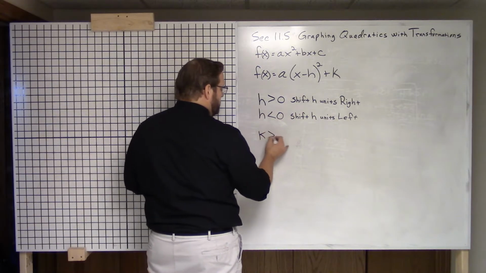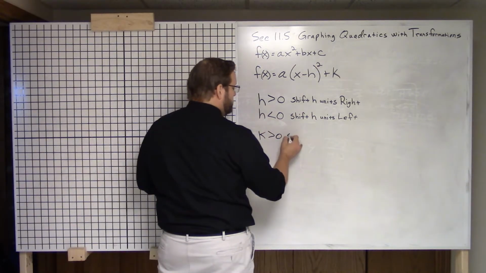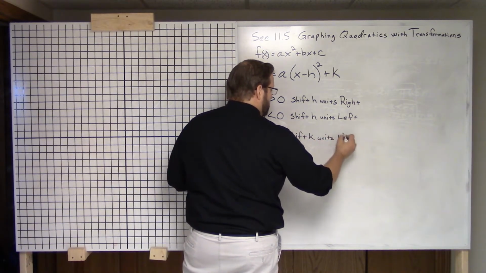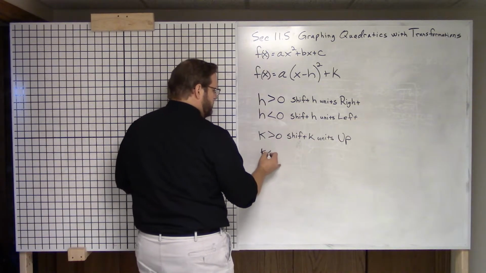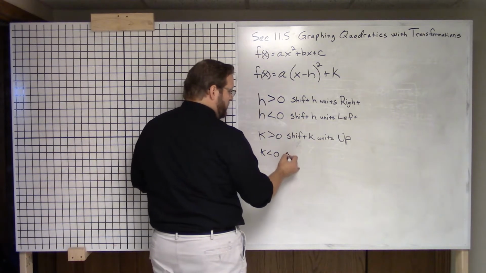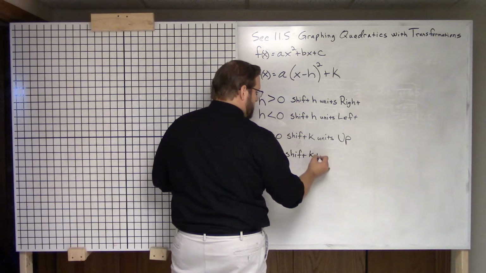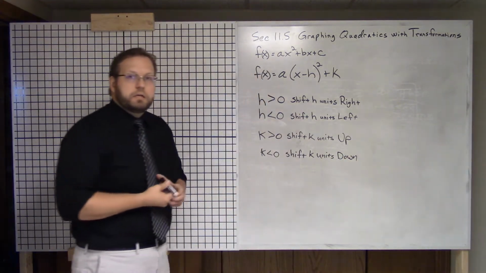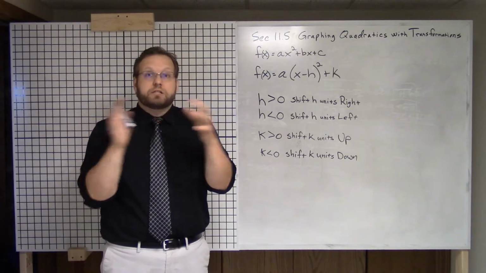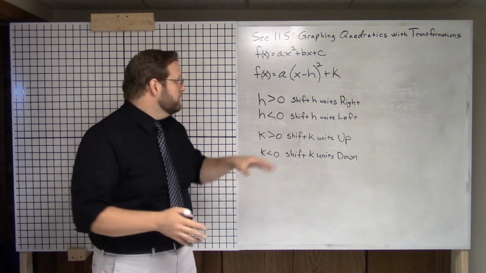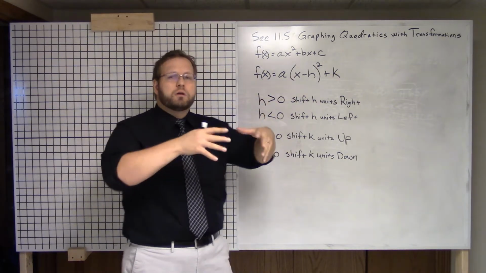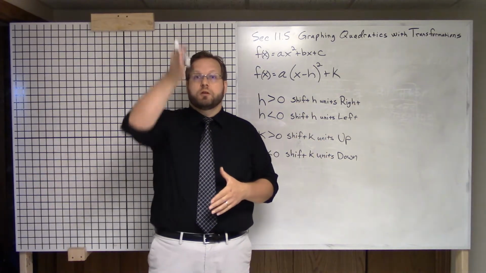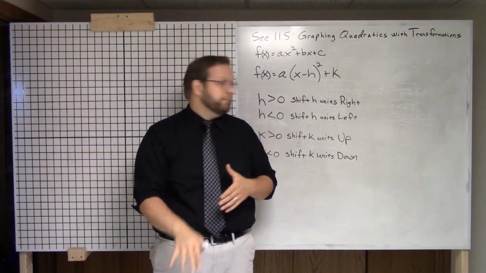K value. If your k value is positive, we are going to shift k units up. If your k value is negative, less than 0, we are going to shift k units down. So that h value is kind of grouped with the x, so we think it's moving along the x-axis. The k value is kind of a standalone outward calculation for the overall output. The overall output is y. So that's why we're moving along the y-axis. Positive up, negative down.